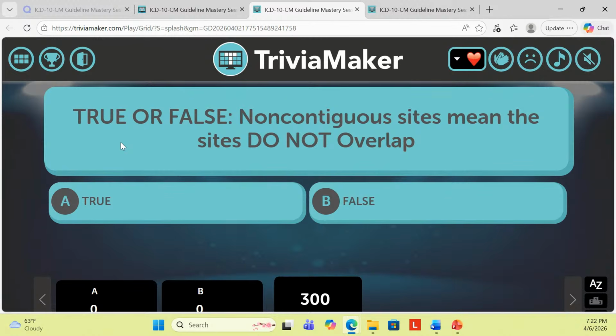All right, true or false? Non-contiguous sites mean the sites do not overlap. True or false? Yeah, it was a little confusing. I put that one in and I was like, there's no way, but I was surprised myself. So I had an aha moment myself with that one. If you got that one wrong, do not fret. That is why we're here. Practice makes perfect. All right, but for this one, what do we think? What does non-contiguous sites mean? Does it mean they overlap? Does it mean they don't overlap? What are we thinking?